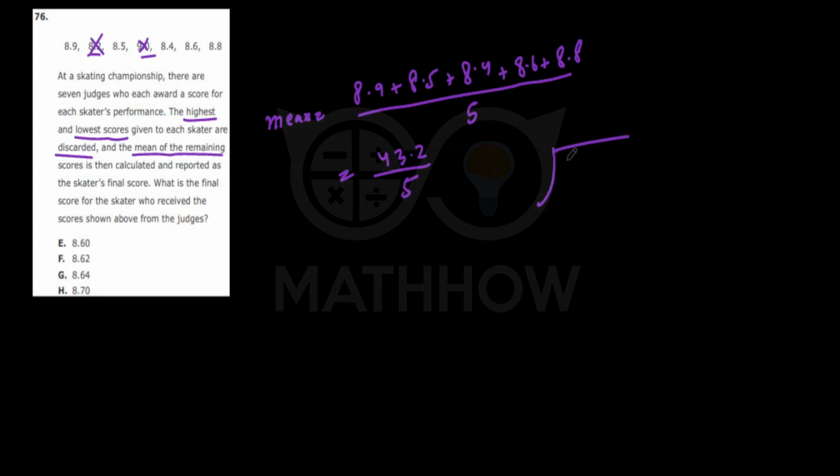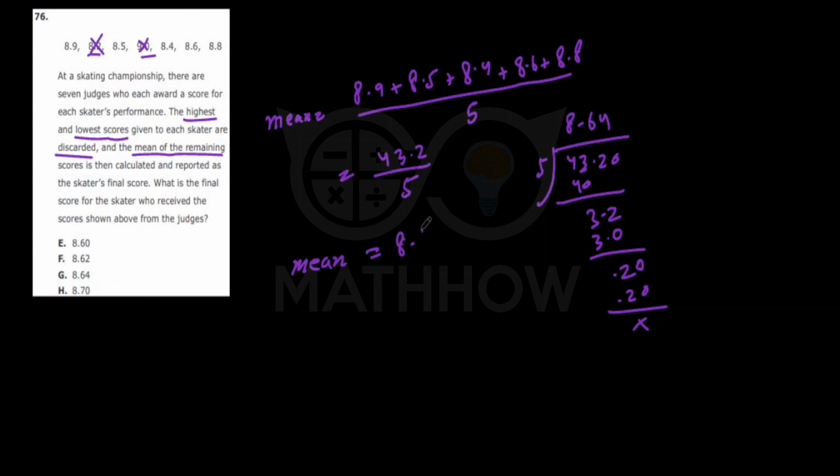Dividing this 43.2 by 5: 5 8s are 40, 5 6s are 30, and 5 4s are 20. So the mean will be 8.64. This is the final score of the skater. The correct answer is option G.